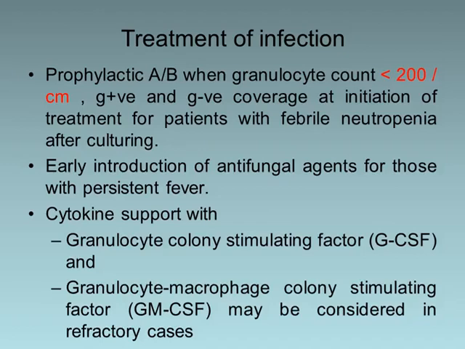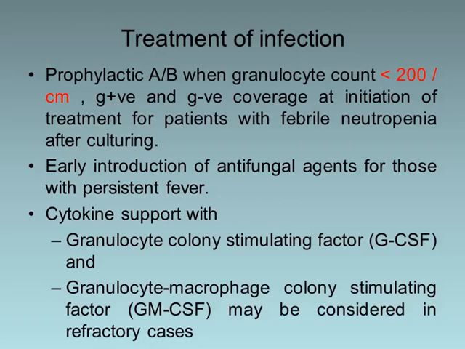Prophylactic antibiotics should be given when the granulocyte count is less than 200 per cubic millimeter. We should cover gram-positive and gram-negative organisms in any patient with febrile neutropenia after culturing. If there is no response within 48 to 72 hours, early introduction of antifungal and antiviral agents is very important when there is persistent fever.